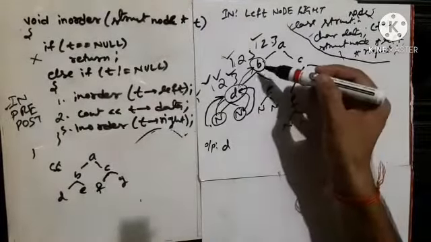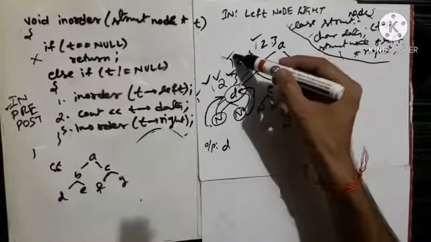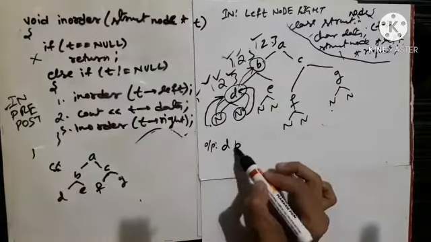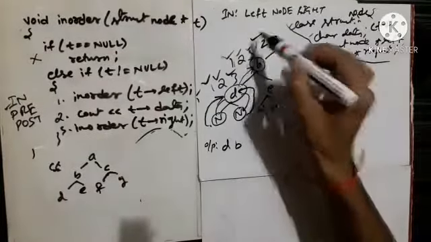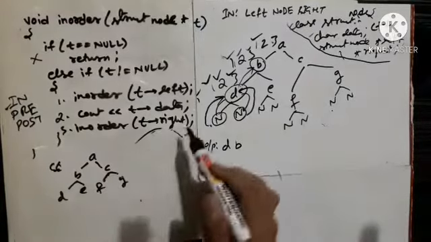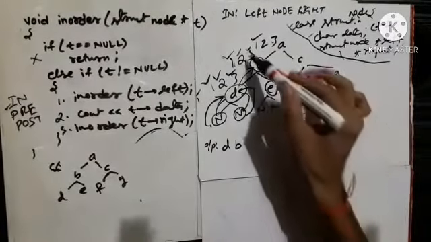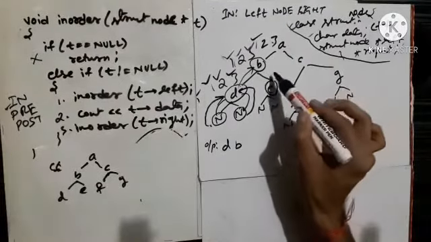Now control comes to b. It has already executed statement 1, and now it will execute statement 2, which says cout t ka data is b. It will print b. Are you getting my point? Now it will execute statement 3, which says again call this function and pass t ka right. This is t, its right is e. Now it has already executed 3, that's why control comes back to e, isn't it?